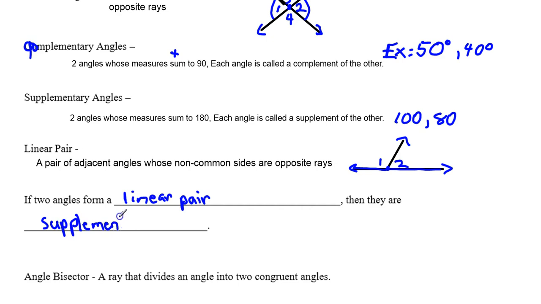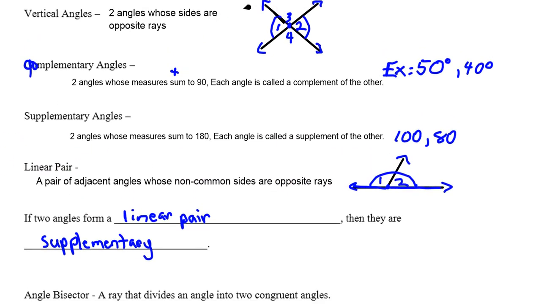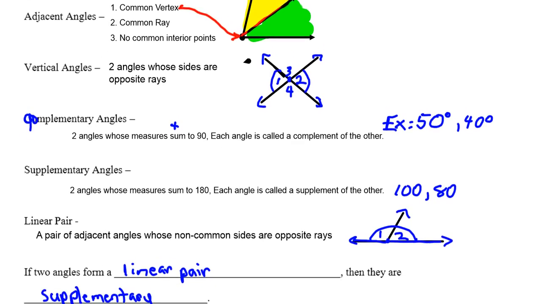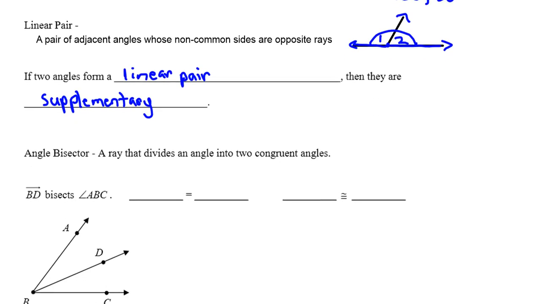So whenever you see a line, you want to think those angles are going to be supplementary. This whole thing here is like a semicircle, or halfway around. If you're a snowboarder or a skateboarder, you do a 180. When we have those linear pairs that form a line, they form a 180. Okay, so definitely look over those vocabulary terms.